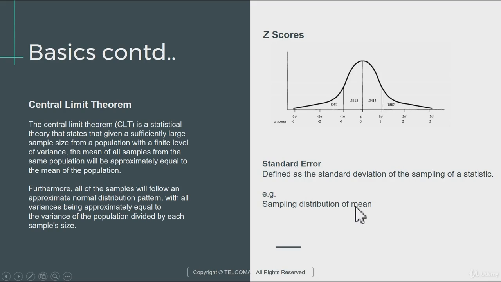Now what happens over here is, let's say you have a large population of around 10,000 records, or 10,000 training samples. Now, what you do is you take a smaller sample of, let's say, 100 rows, and you take a mean of that, and you repeat this process several times.